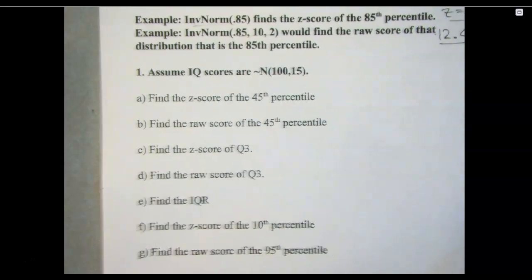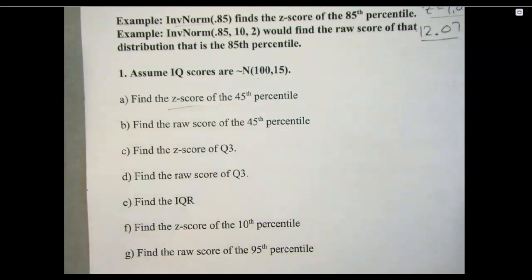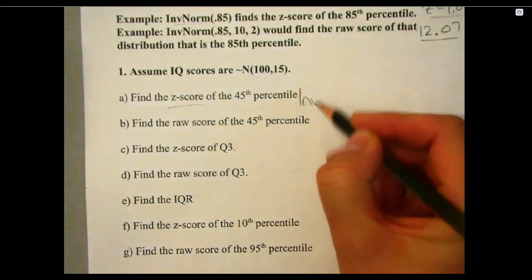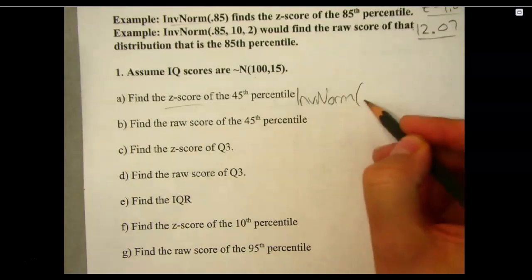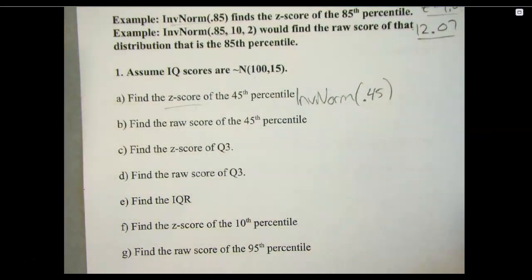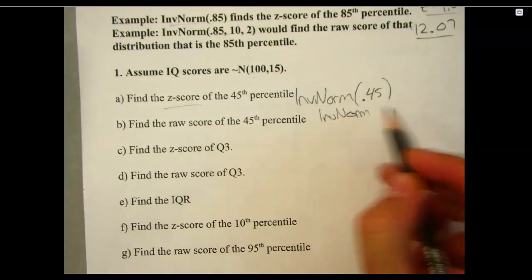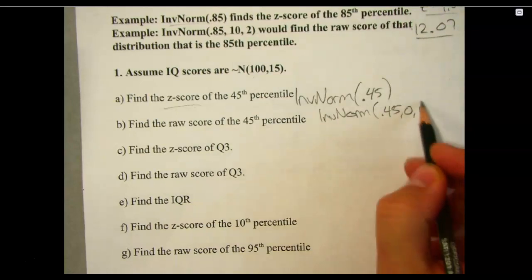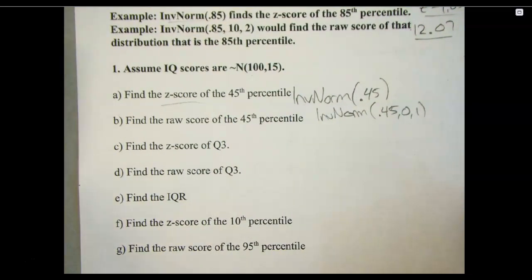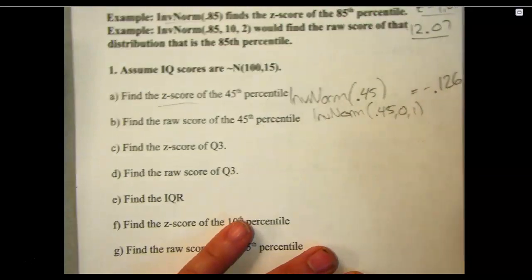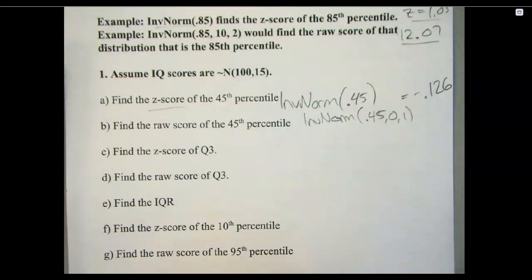z-score of the 45th percentile. So if I'm just looking for the z-score, what am I going to use for my mean and standard deviation? You don't need it. So some of you like literally don't have to type it in. If you don't have the menu, you can literally just type in that. If you do have the menu, or if you want to type, you can go 0 and 1. So I get negative 0.126 when I type in either one of those.